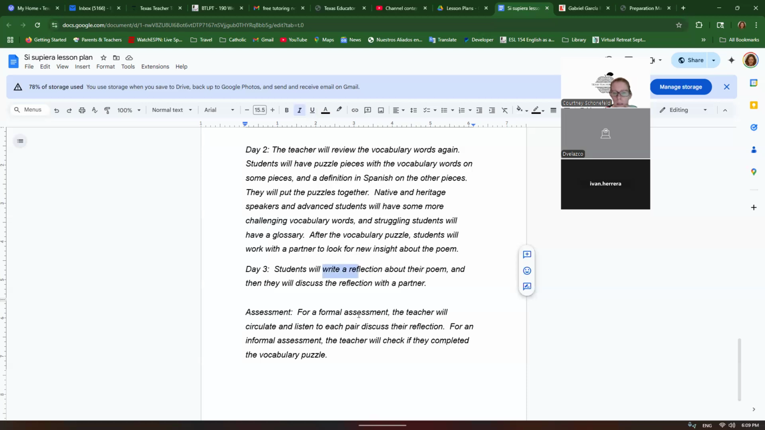For a formal assessment, the teacher will circulate and listen to each pair discuss the reflection. For an informal assessment, the teacher will check if they completed the vocabulary puzzle. So see, the lesson plan doesn't have to be very long.